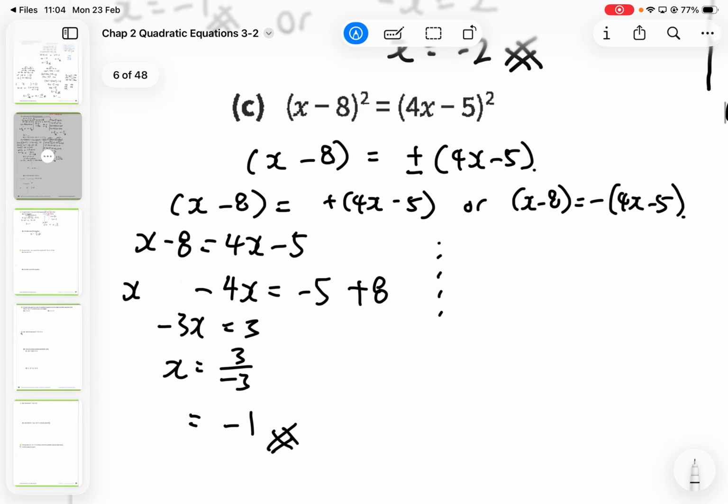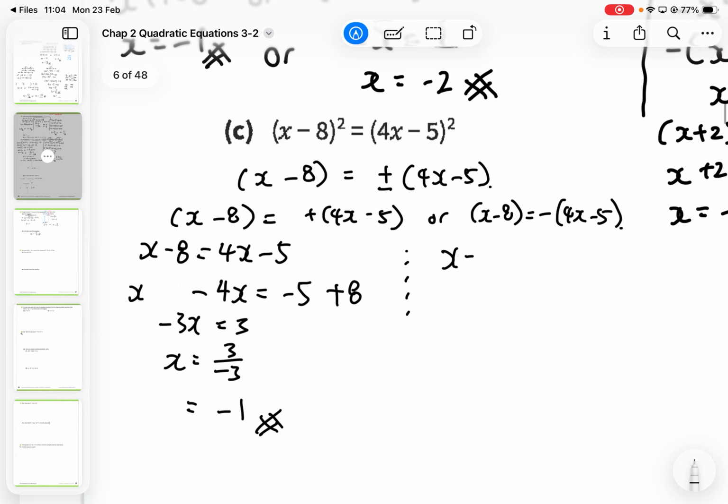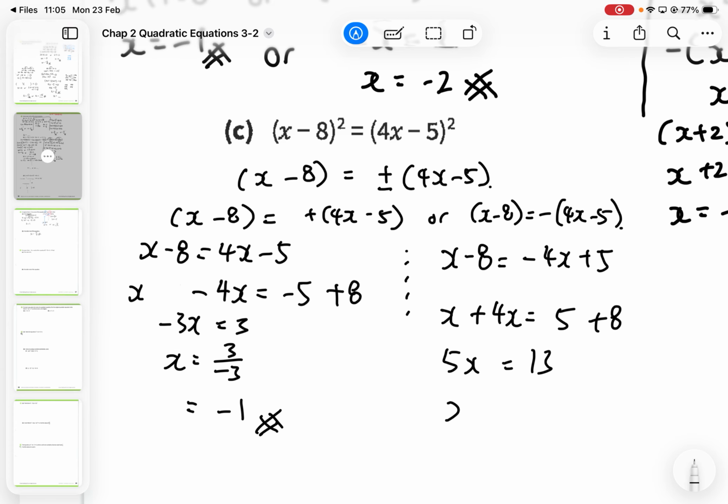The other answer, x minus 8 equals to the negative... Okay? You're able to get this? Okay, good.